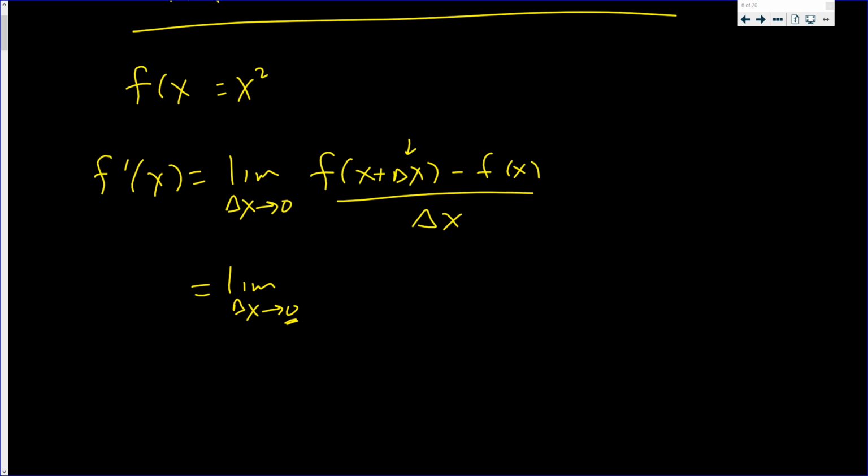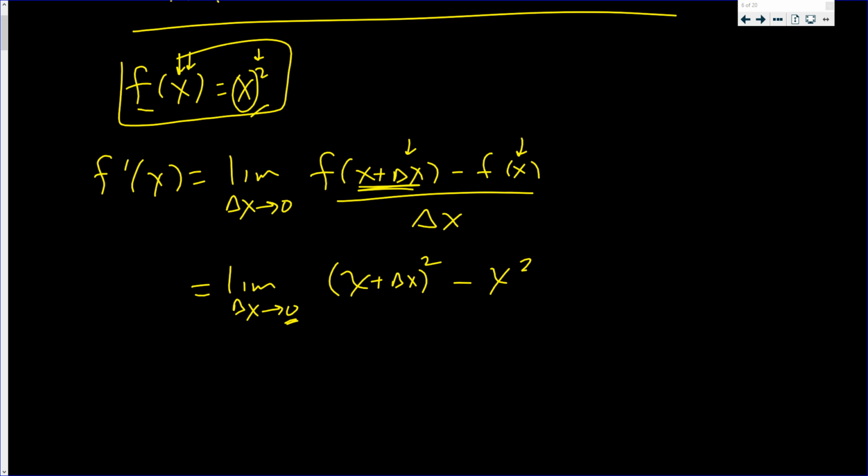Now, I'm a firm believer that you need to be able to say what the function does in words. No matter what you put in there, what does f do to it? It squares it. I couldn't care less what you put in there. You can put happy birthday in there. I'm going to square it, minus whatever you put in there, I'm going to square. Or you can say, you were given that f of x is x squared, all over delta x.